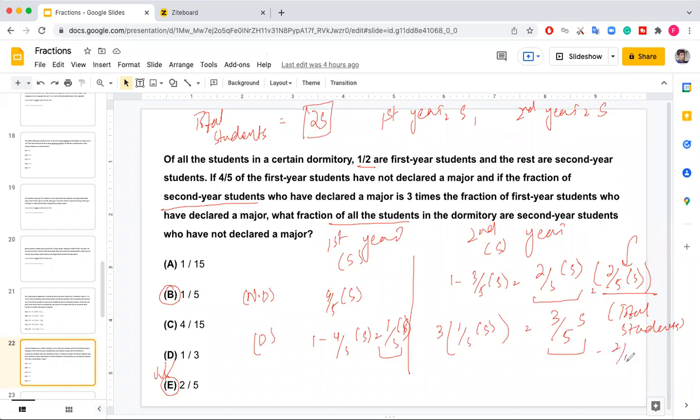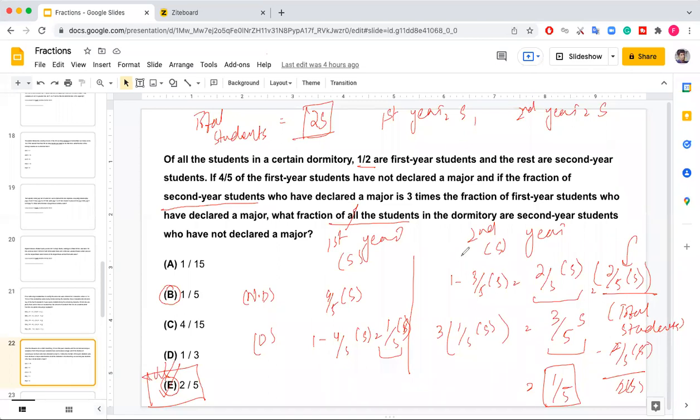So this is 2 by 5 of S divided by 2S. S will cancel out, 2 will cancel out, the result will be 1 by 5. So this is a trap answer. If you just miss 2S in the denominator, you will straightforwardly come up with 2 over 5, which is wrong. The answer is 1 over 5. So only if you miss this thing, you can easily get this wrong.